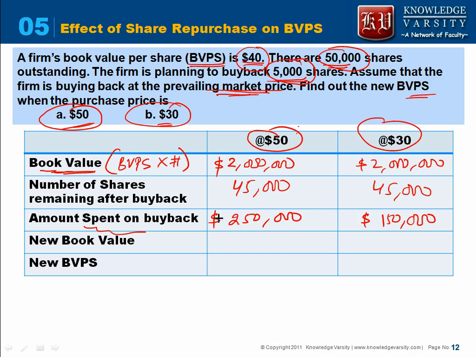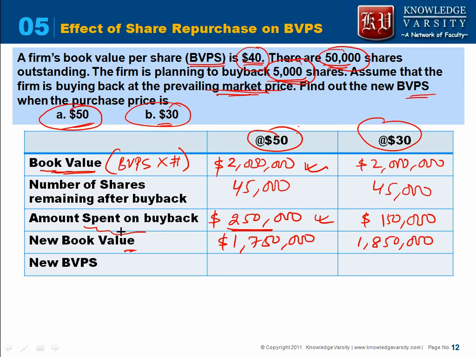This amount spent, whatever you are spending, would decrease the book value. So the new book value will be the earlier book value minus the amount that you have spent. So 2 million minus 250,000 would be 1.75 million. Here it would be 2 million minus 150,000, so it would be 1.85 million.